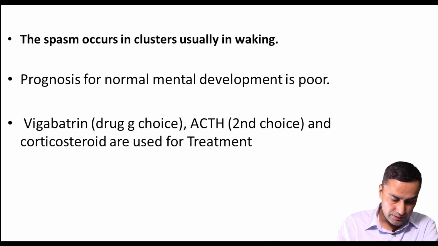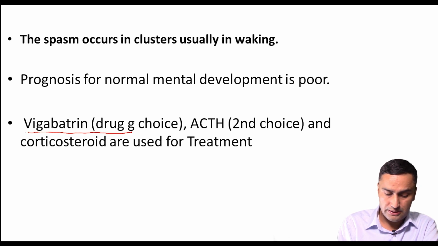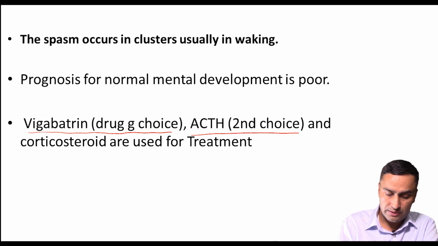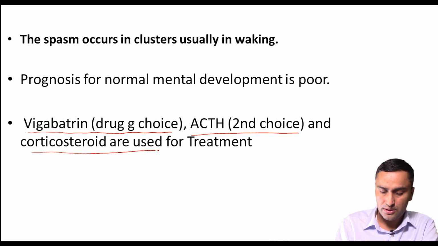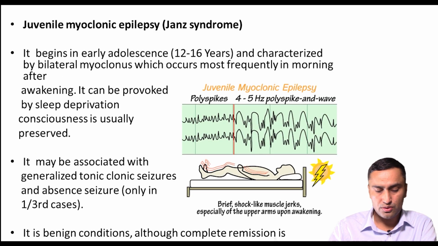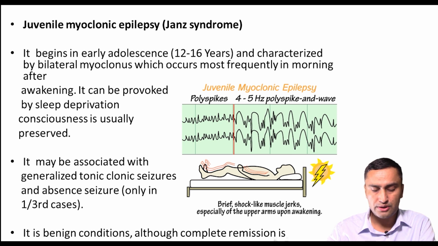This is another important fact: the drug of choice for infantile spasm is vigabatrin. If it is not in the options, you can take ACTH as the second drug of choice, and corticosteroids can be used in the treatment of this epilepsy. Juvenile myoclonic epilepsy is also called Janz syndrome.